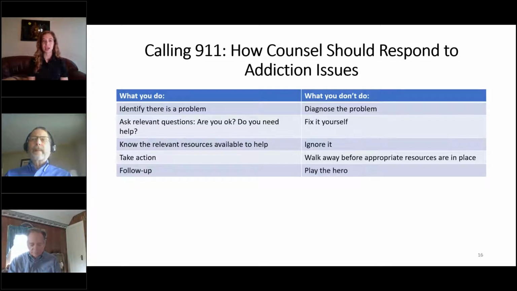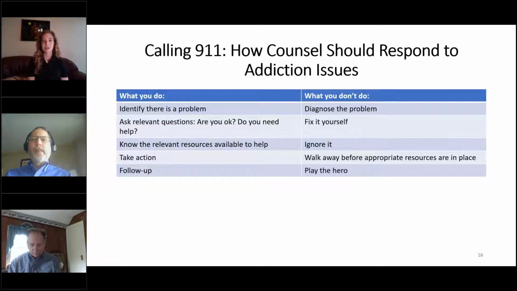The next thing you do is you take action. You make the call to 911. You follow their instructions until they get there, but you don't walk away before appropriate resources are in place. The next thing you do and the final thing you do is just follow up. You say to 911 when the ambulance comes, is there anything else you need from me? But what you don't do is play the hero.